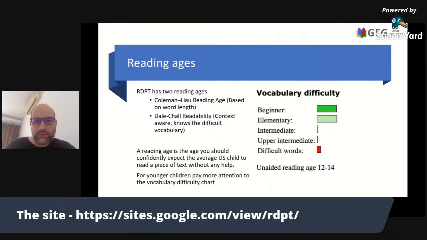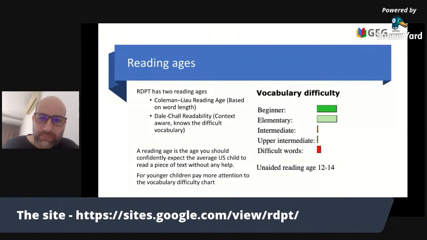Reading ages. Now, a lot of people know the older models from the 1950s. There are a couple of models that I use. The Coleman-Liau reading age, and that's used because it's better for computer-based text. Other texts work on syllables. I do have some measurements for them, but they're not as good. And then the Dale-Chall readability, that is by far the best because that's context aware. It knows which words are difficult.